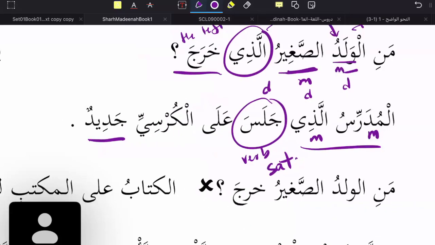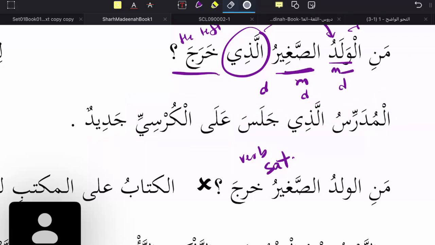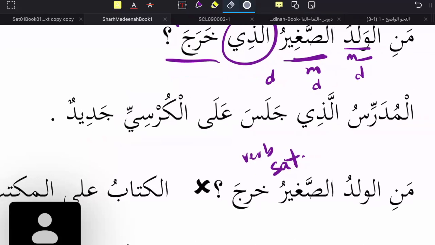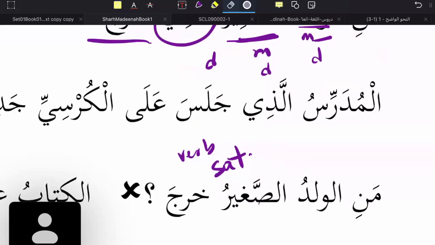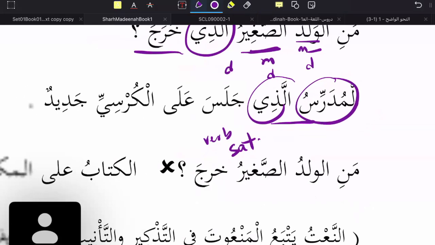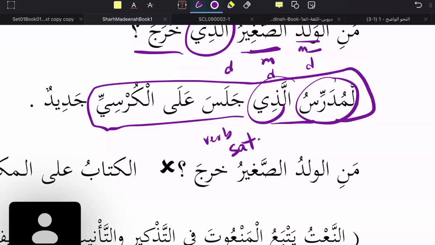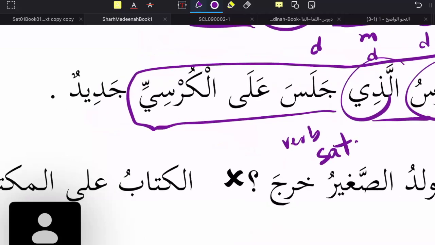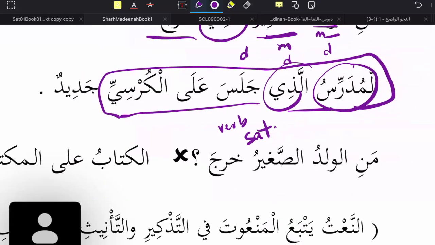As you can see, if you don't understand where to stop, you will not know how to translate this sentence. You have to know where the khabar, your predicate, starts. Where is your predicate? That's why you have to understand how to connect. So al-mudarris is the noun, and alladhi is connected to this noun. Whatever comes after alladhi is just describing this mudarris. So they come in one pack. Now what do you want to say about them? You say jadid. So the teacher who sat on the chair is new.